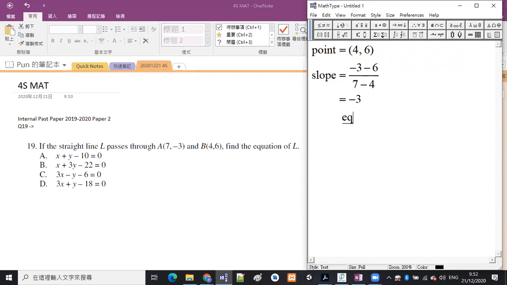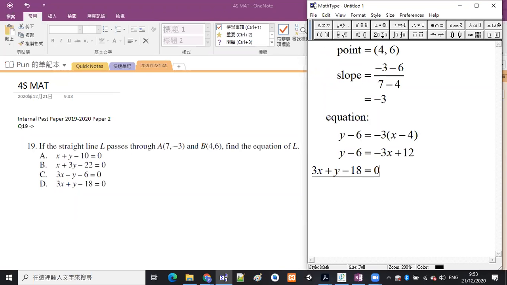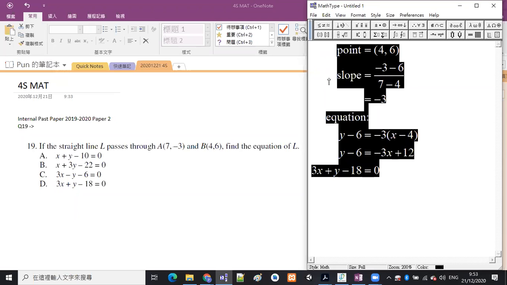And then the equation will be y minus y1 equals m times x minus x1. So y minus 6 is equal to -3x plus 12, and then move all the terms to the side where x is positive. So there will be 3x plus y, and then -6 minus 12 becomes minus 18, is equal to 0. So the answer is option D.